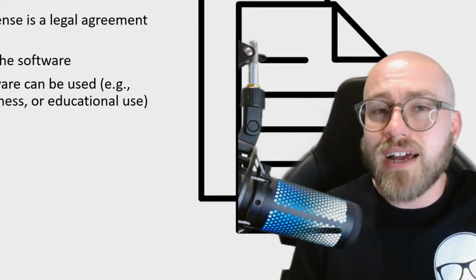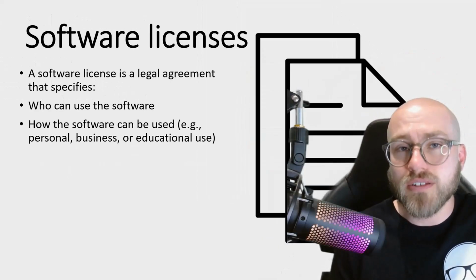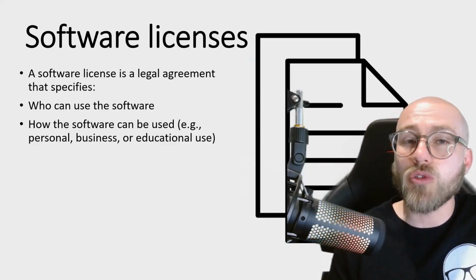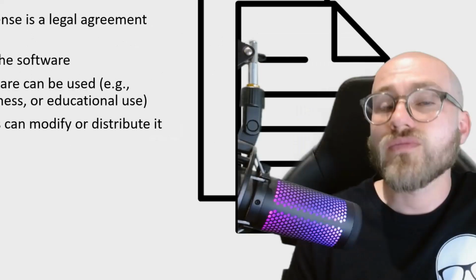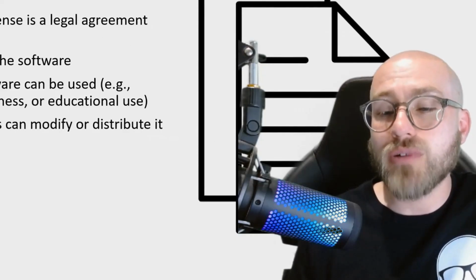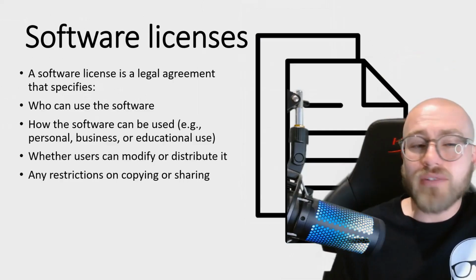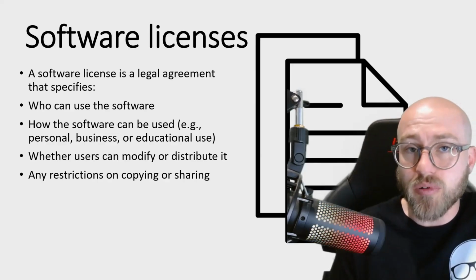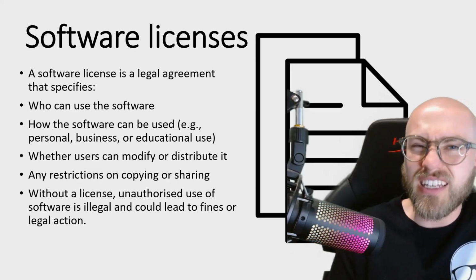Now, if somebody's gained access to a piece of software, it might be that they're using it at home, which would be for personal use. If a business or a school are using a piece of software, then there might be other rules that they need to follow to make sure that they are using it correctly. Some types of licenses allow people to actually change and modify the software, while other licenses may have restrictions on whether it can be copied or shared with other people. But if you don't have a license for your software, it could lead to legal action.